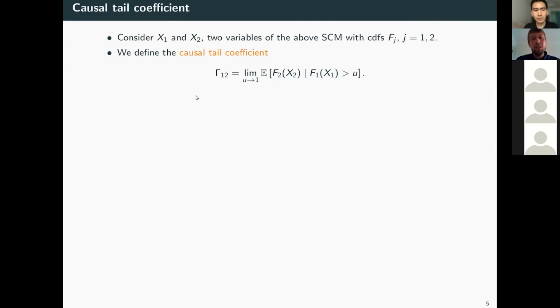identify the causal direction. So this coefficient gamma 1,2 would be defined as the conditional expectation of F2 applied to X2. So F2 is the CDF of X2, given that we see an extreme value, an extremely large value in the first variable. Okay, and we will push the level of extremeness, so the quantile level, we'll push this to the upper endpoint of X1, and the limit we'll define as this causal tail coefficient. Now, of course, we can change the roles of X1 and X2 and get the coefficient gamma 2,1.